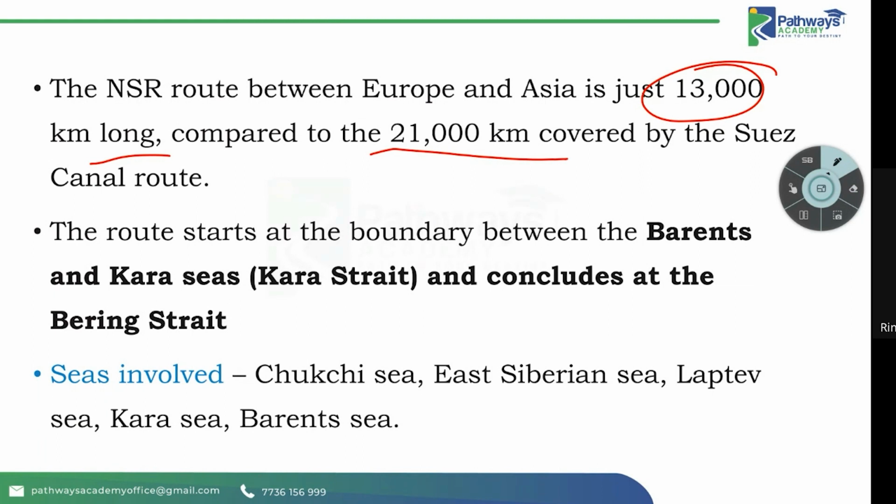It starts at the boundary between Barents and the Kara. So Kara and Barents, both these seas are present in Arctic Ocean, and it connects to Bering Strait. The sea route starts between Barents Sea and Kara Sea, and it concludes at Bering Strait. And in this year also we can expect a question from transportation system. 2020, I don't know why.